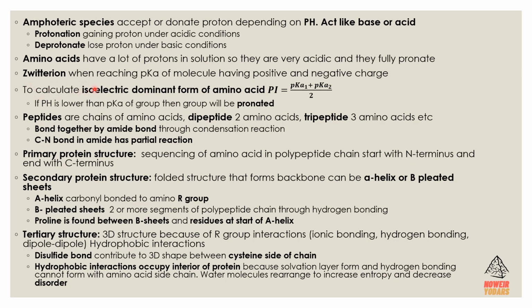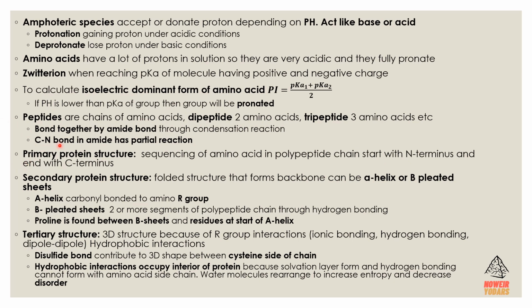A zwitterion is when, upon reaching a certain pKa, a molecule can have both a positive and a negative charge. So in order to calculate the isoelectric point of an amino acid, it's pK1 plus pK2, you're given two pKa's, and then you divide it by 2. If the pH is lower than the pKa, then the group will be protonated. It will gain protons under acidic conditions.